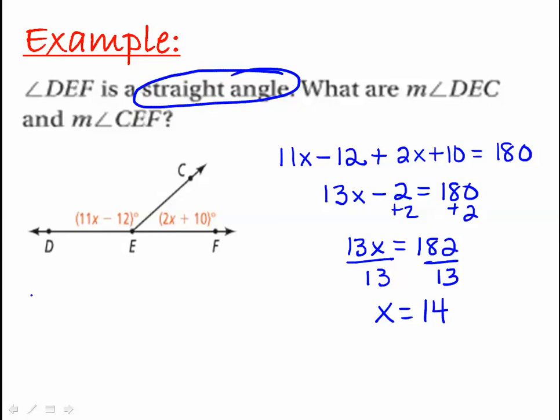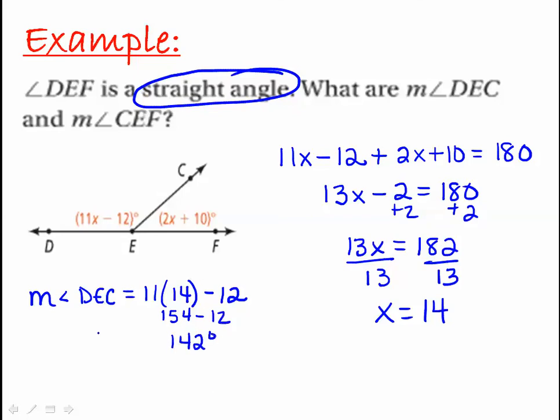In order to find the measure of each of the angles, we now substitute that number back in. So the measure of angle DEC is 11 times the x value of 14 minus 12. We have 154 minus 12, which is 142 degrees. So the measure of angle DEC is 142 degrees.